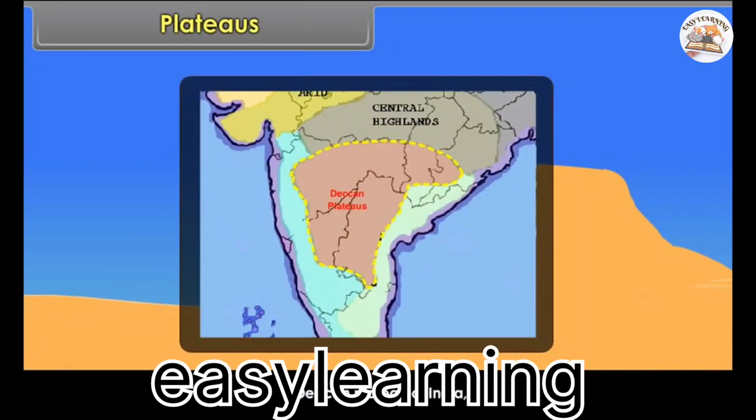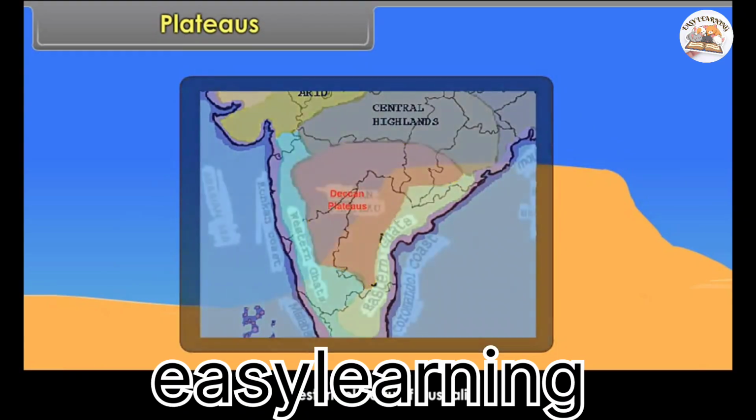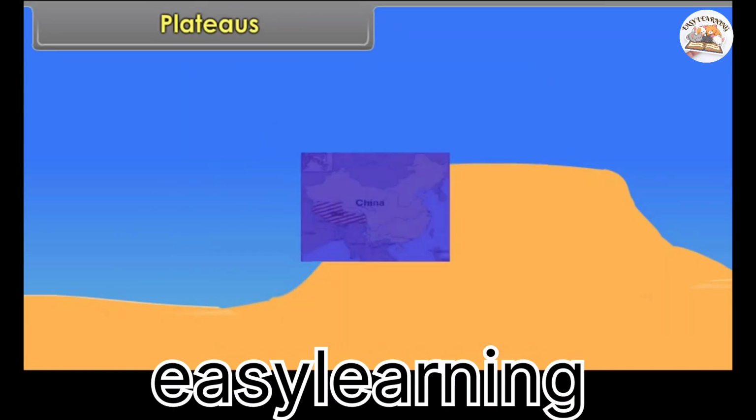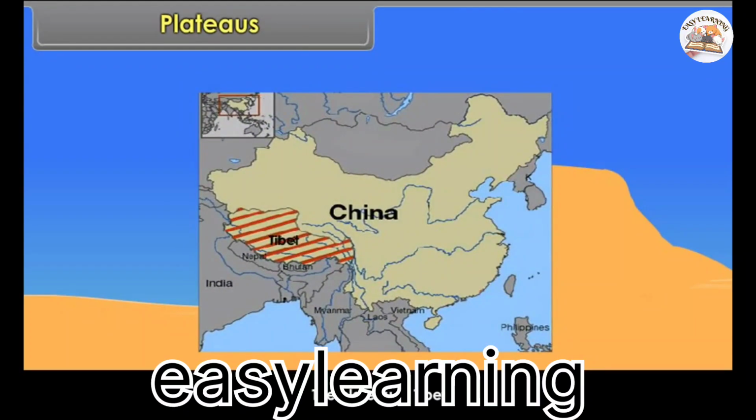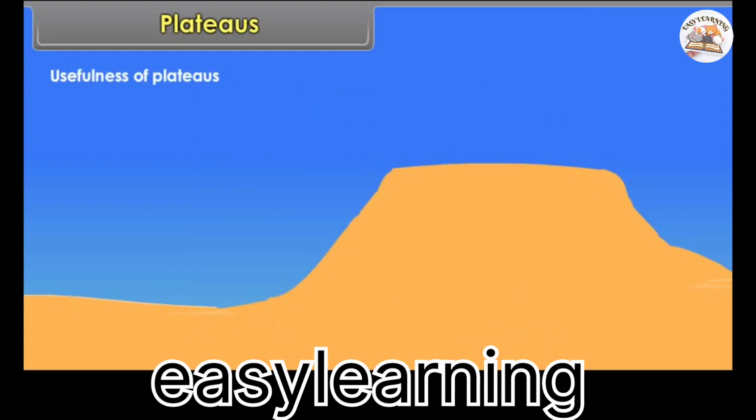Deccan Plateau of India, Western Plateau of Australia, the Plateau of Tibet, which is the highest plateau of the world, are some examples of plateaus. Usefulness of plateaus. Plateaus are rich in mineral resources or deposits.